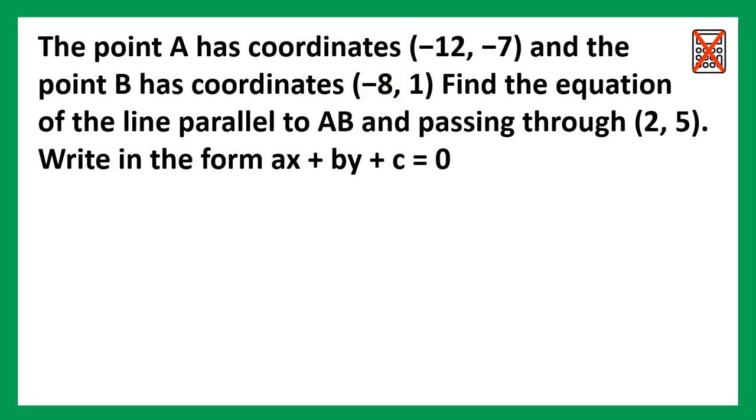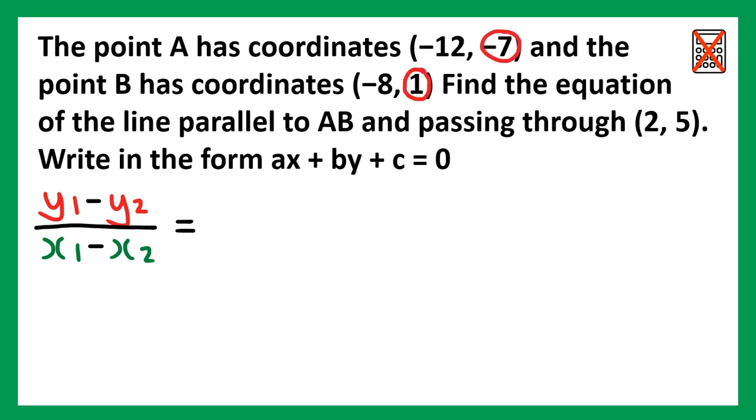I can use the version of the change in y over change in x, or rise over run formula, y1 minus y2 over x1 minus x2. For the numerator, it's the change in my y values. It doesn't matter which one we start with here as long as we stay consistent. So if we start with negative 7 and subtract 1, for the denominator and my change in x, I need to use the corresponding x values to the y values that I started with. So if I started with negative 7, I need to start with negative 12, and subtract negative 8. This is where you need to be careful because you could end up subtracting negative values.